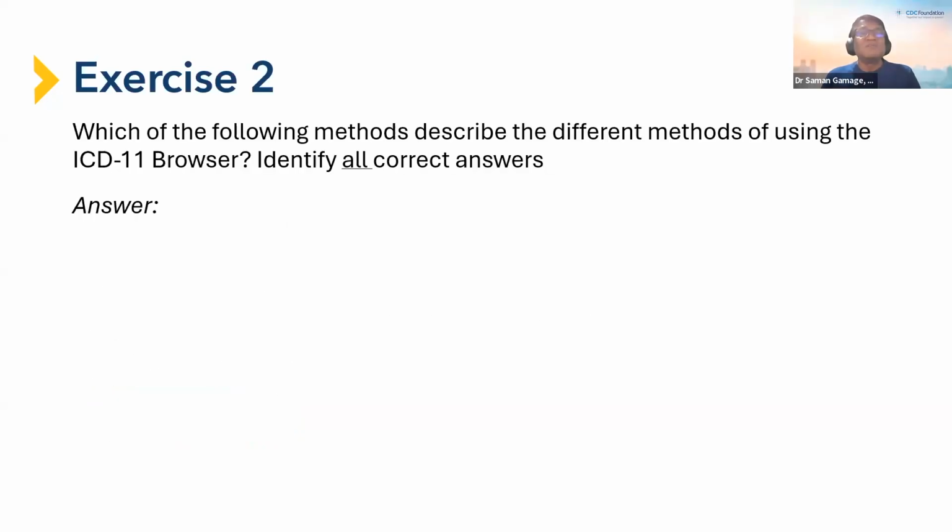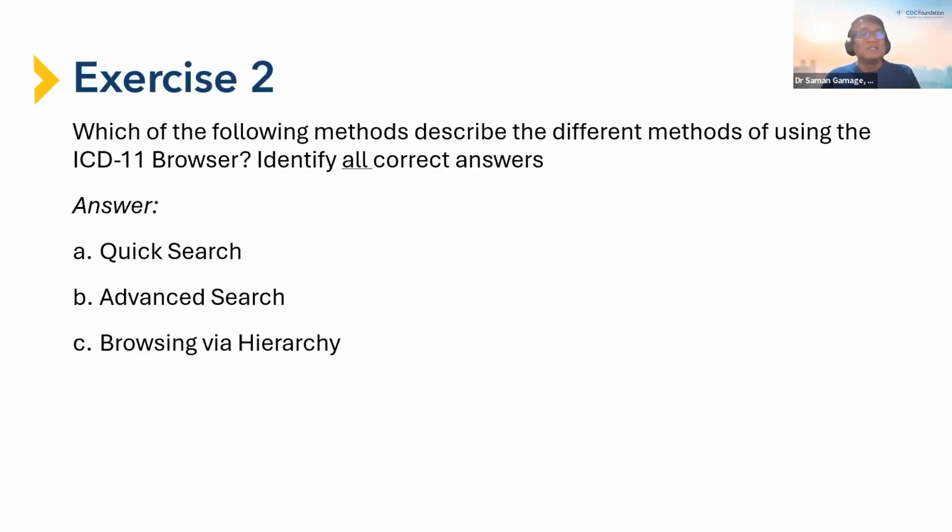Which of the following describe the different methods of using the ICD-11 browser? Identify all correct answers. A. Quick search. B. Advanced search. C. Browsing via hierarchy.